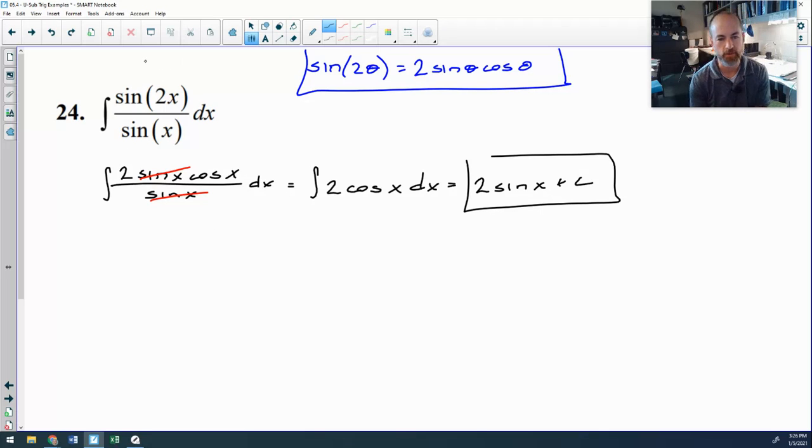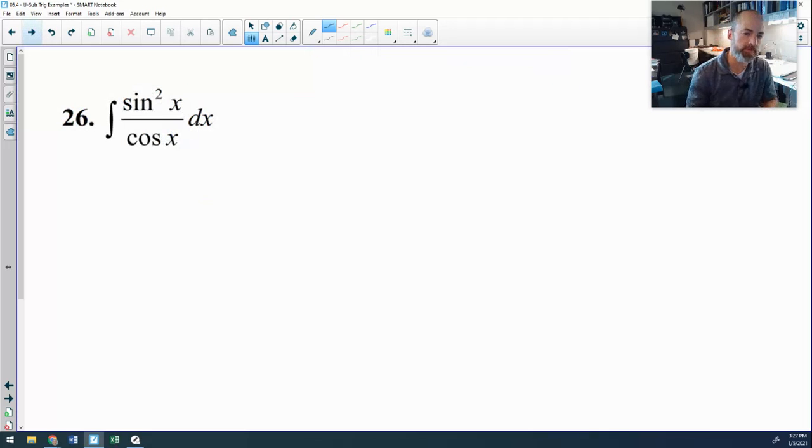But the recognition of using that, I don't know. We will see sine 2x, and it's a fairly nice, clean identity. You need to know that one. And then the very last one is kind of similar.